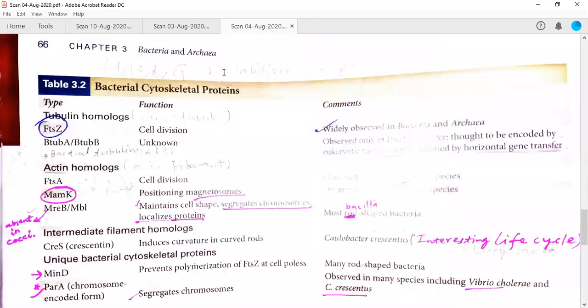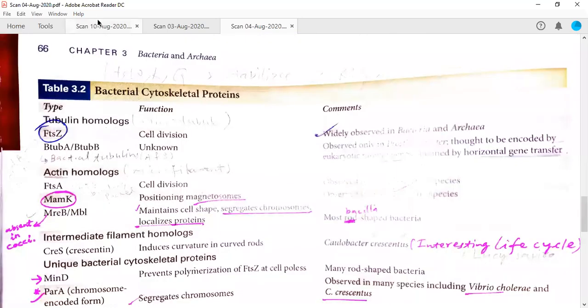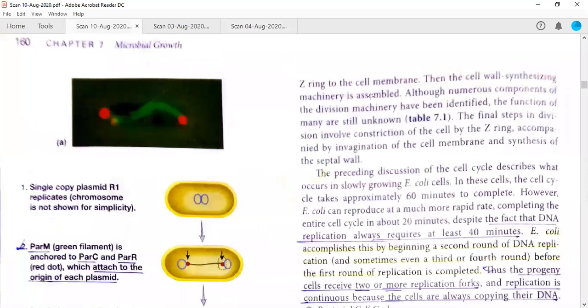So for some proteins, even today, we do not know their function. For example, this protein, which is a tubulin homolog, BtubA and BtubB, made up of two subunits A and B, its function is largely unknown, and actually it is required for horizontal gene transfer. Like this, we do not know the function of some of the proteins of this machinery.